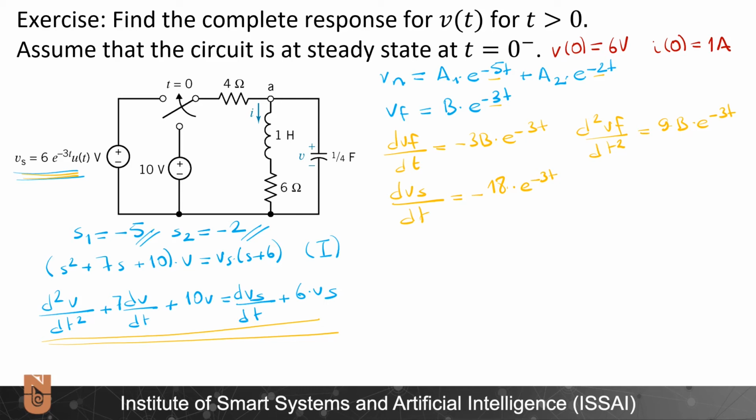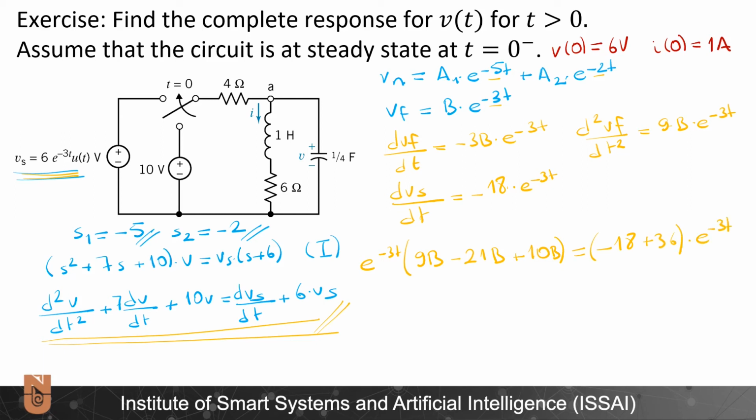And if I write everything in e to the minus 3t parentheses, the left side will be 9b minus 21b plus 10b, is equal to dVs/dt, which is minus 18, plus 36 times e to the minus 3t.